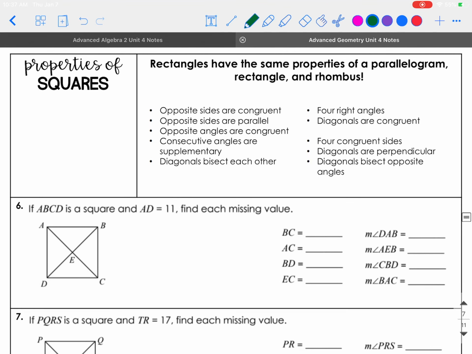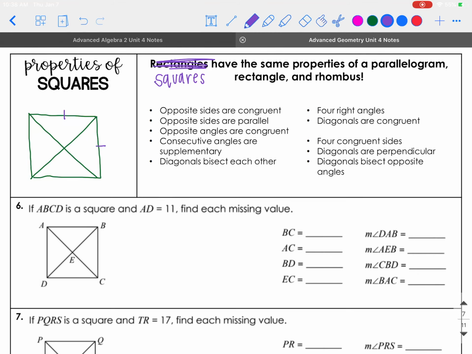All right, we're gonna move on to squares. And so squares, oh, this should say squares. Oh no. Squares have all of the properties of a parallelogram, rectangle, and rhombus. It's all of them. And so some things about squares. First of all, all four sides are the same. You probably already knew that. You probably already realized that all angles are 90 degrees.